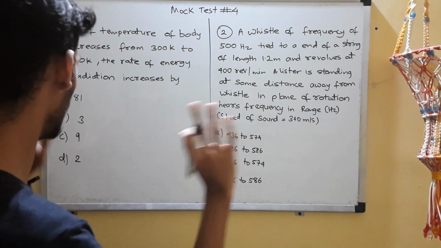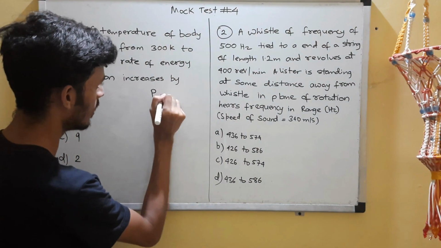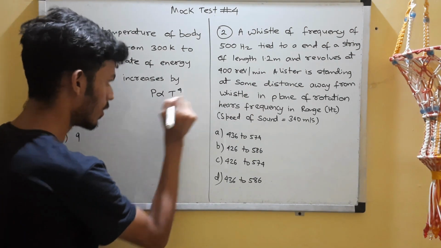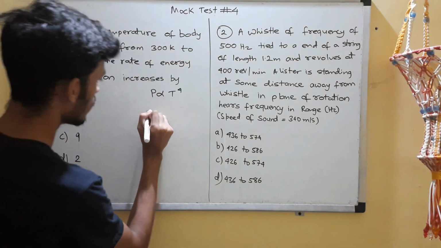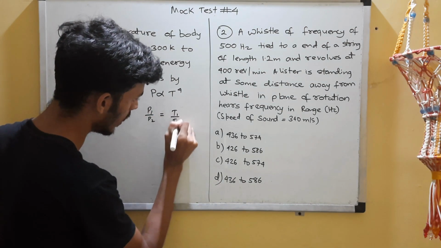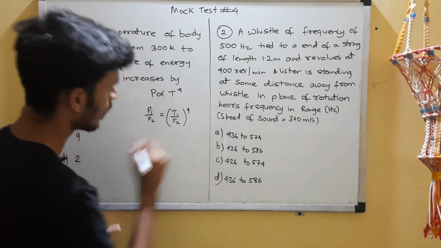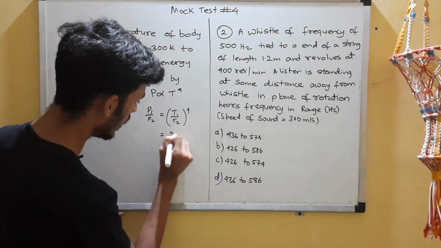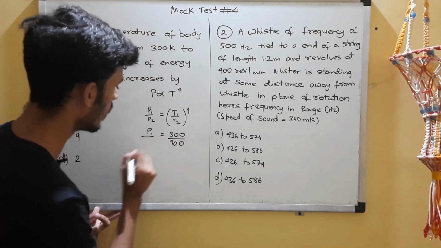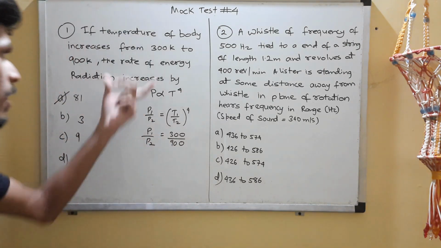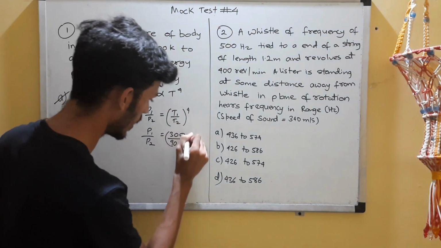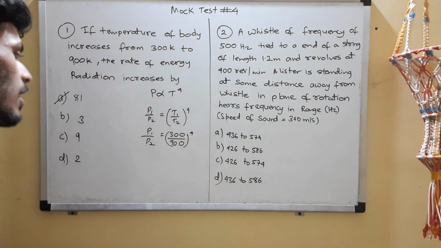Okay, but let's write it down for those who didn't understand. So I said Stephen's law says that power is proportional to the fourth power of temperature. This is what I meant. So if we take the ratio P1 by P2, it will become T1 by T2 raised to power 4. Okay, so T1 is 300, T2 is 900. P1 is the original power, P2 is the power radiated or rate of energy radiation in the second case when the temperature becomes 900. Okay, so this is raised to power 4.